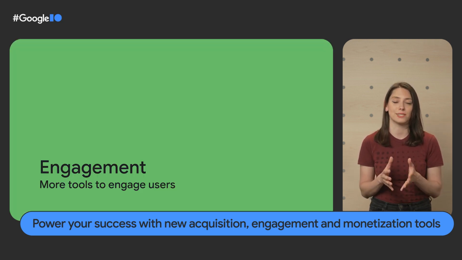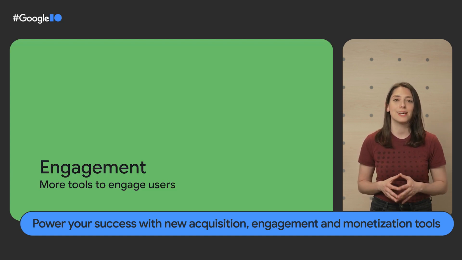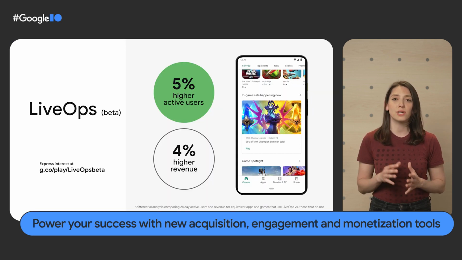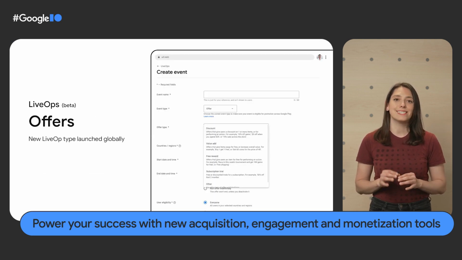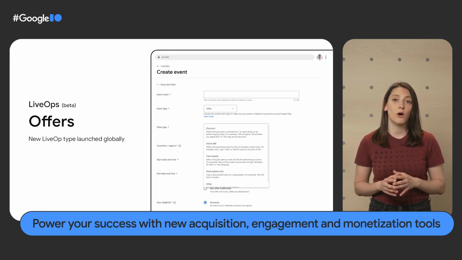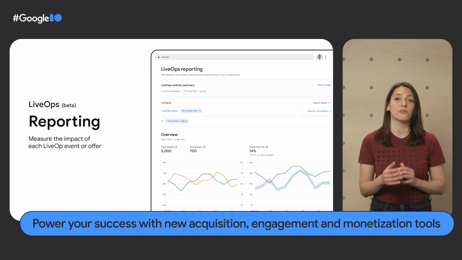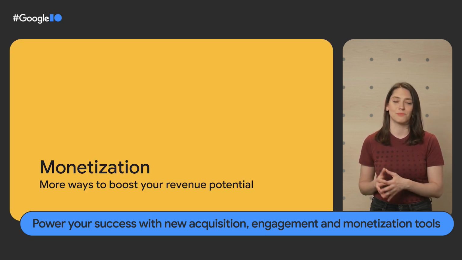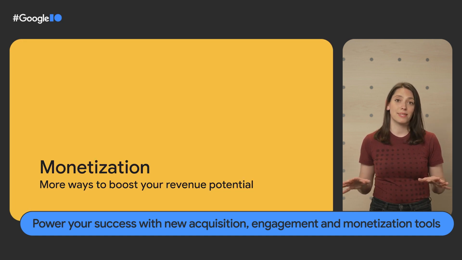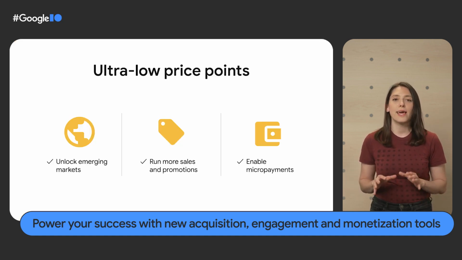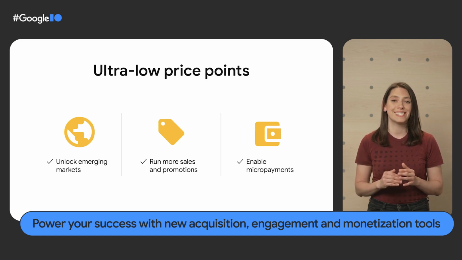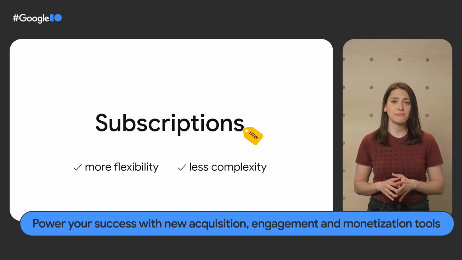Next, engagement. Live Ops in beta enables you to show in-app content across the Play Store to drive user engagement. And this year, we launched a new Live Op type called Offers, and reporting for Live Ops within the Play console. Finally, monetization. We expanded our payment methods and regional partners, and improved buyer reach by lowering the minimum prices you can set in any market.